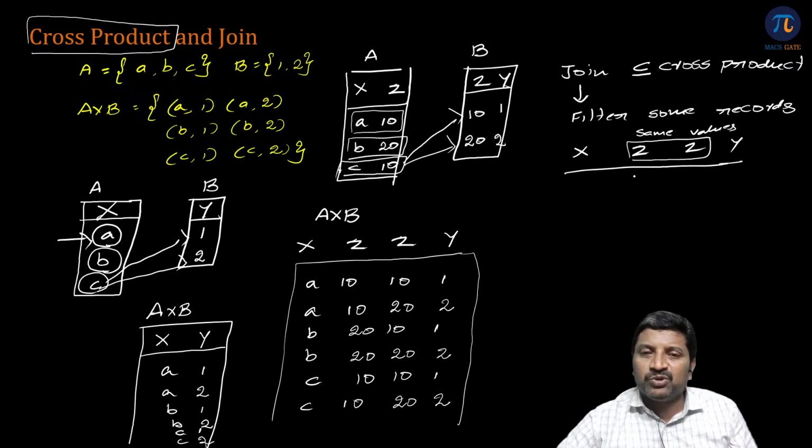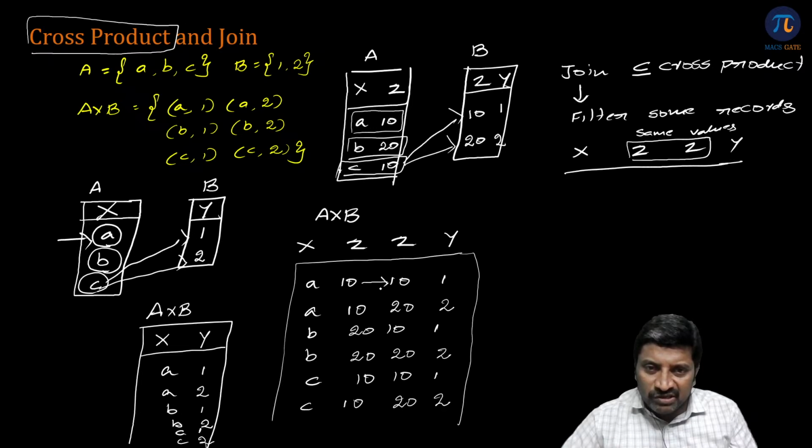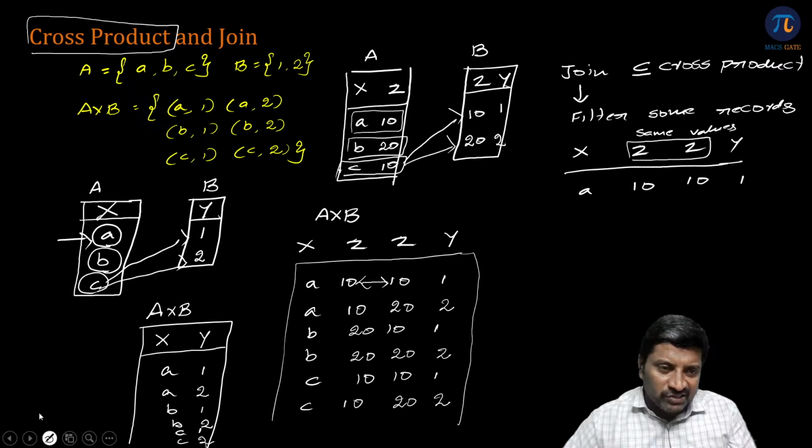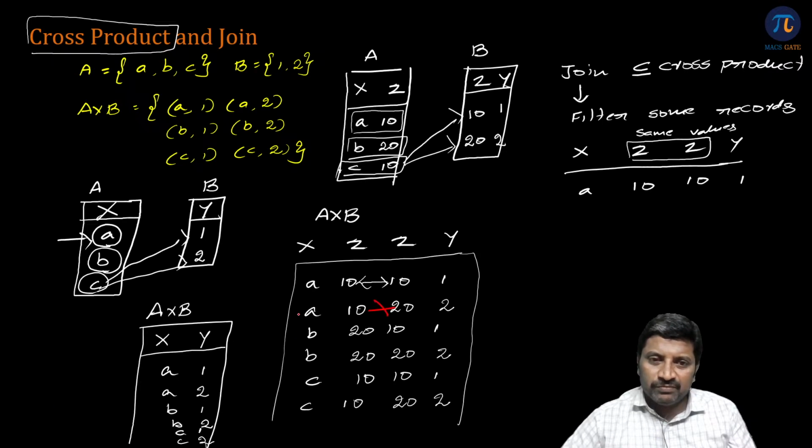The common column should have same values. Suppose I consider the first one. These two are having same values. So we will write it: A 10, 10, 1. What about the second one, sir? Will you write the second one? These two are not same, sir. So we don't write it. Then what about the third one, sir? A 20, comma 10. This is also not equal. We don't write it.